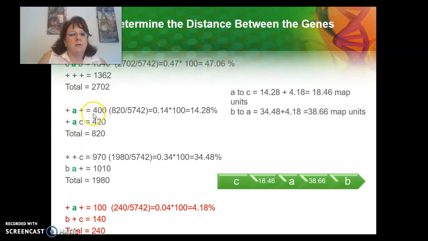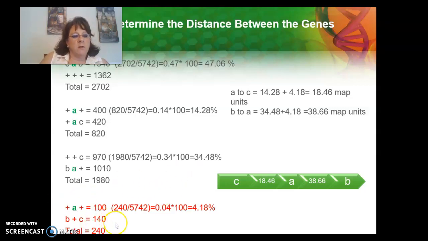The plus A plus, the single crossover, equals 400, plus AC equals 420 to come up with 820, and divide by again the total amount for the set, which is 5742, to come out to 0.14. Times it again by 100 to get our percentage of 14.28. Plus C, 970, B plus A equals 1010, a total of 1980, divided again by the set total. It'll come out with 0.34 and times it by 100 which equals 34.48%.